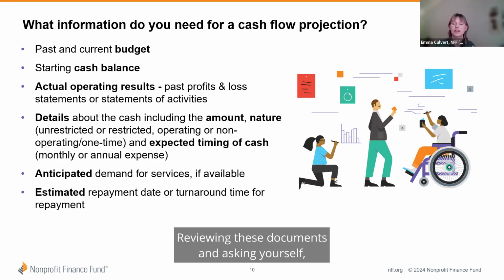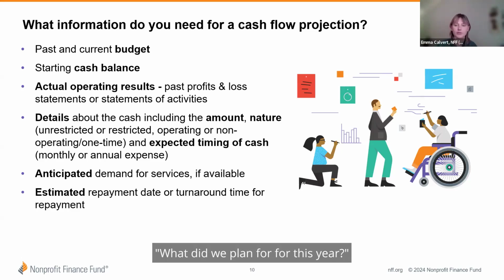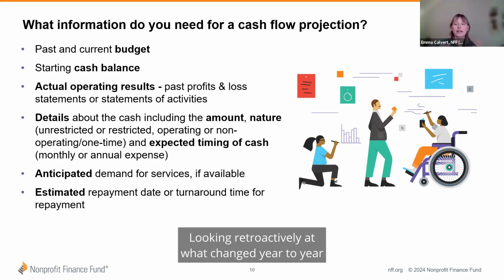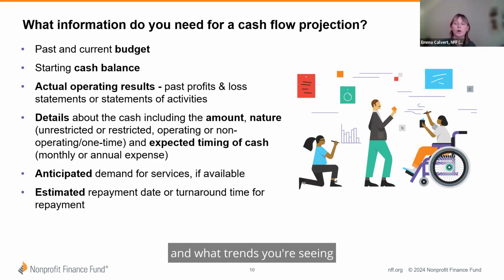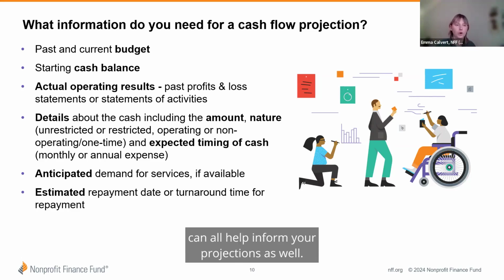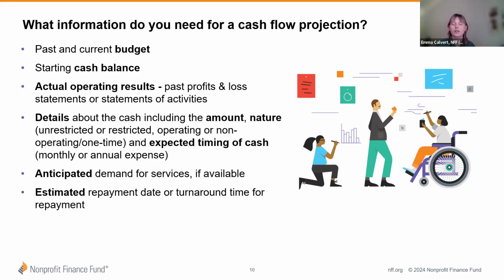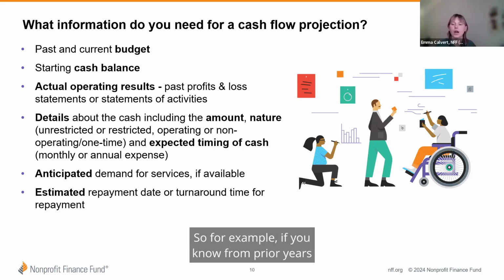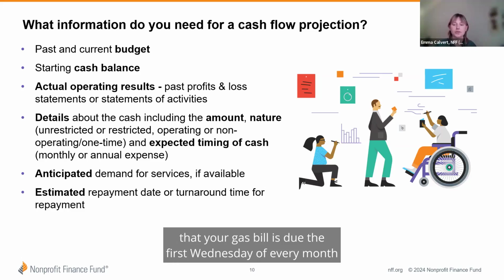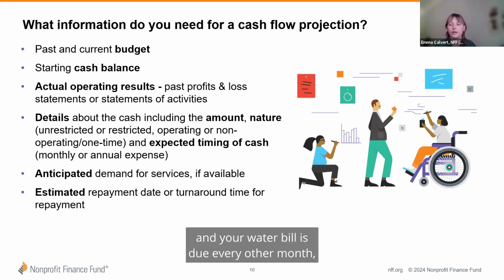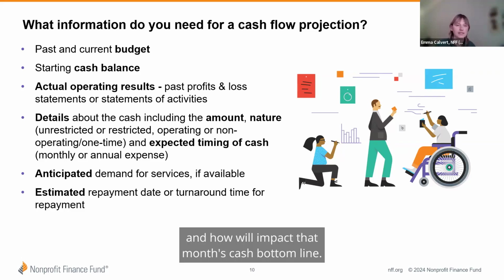Reviewing these documents and asking yourself, what did we plan for this year? Looking retroactively at what changed year to year and what trends you're seeing can all help inform your projections as well. So for example, if you know from prior years that your gas bill is due the first Wednesday of every month and your water bill is due every other month, this will help you project when cash is coming out and how it will impact that month's cash bottom line.